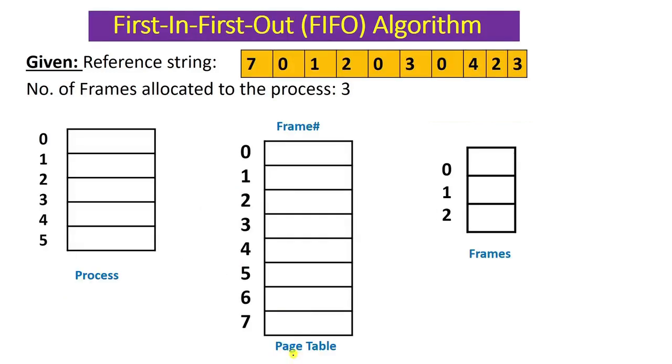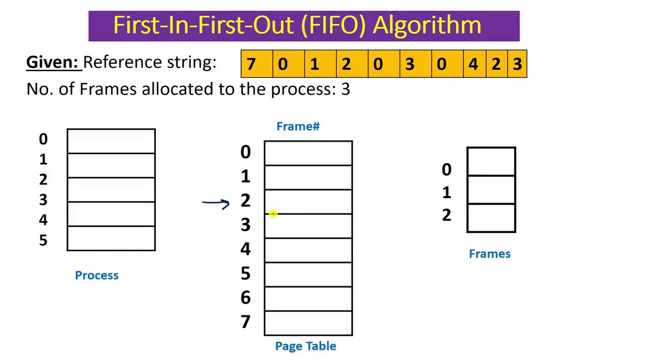The page table, as you know, is a mapping table. It maps a particular page to a particular frame. It tells whether a particular page is inside any of the frames or not. If it is present, then it tells that particular frame number, right? That we have already discussed in the previous video.